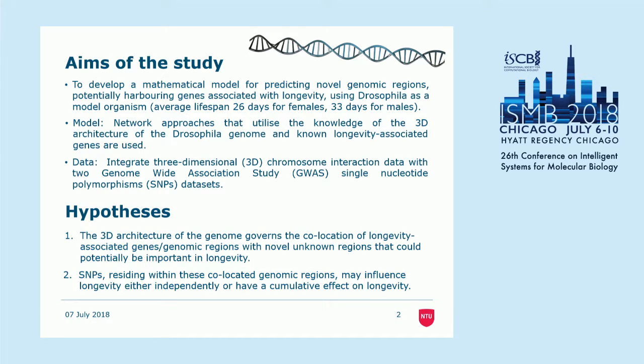So we make 2 hypotheses in this study. The first is that this 3D structure of the genome governs the collocation of longevity-associated genes or genomic regions with novel regions that may have an effect on longevity. And the second is that SNPs residing in these regions might influence longevity either on their own or have a cumulative effect.